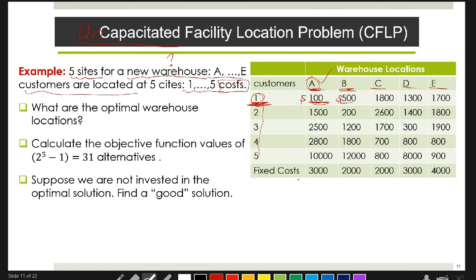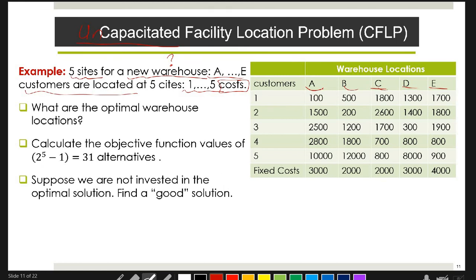But there is another cost here, which is called the fixed cost. If you look at the fixed cost, you see that establishing a facility at site A is $3,000, whereas establishing a facility at site B is $2,000. Although satisfying the customer from B is more expensive, its setup cost is less expensive. And remember how this setup cost works. We are going to select a number of sites, I don't know how many, maybe only 1, maybe all 5 to establish.